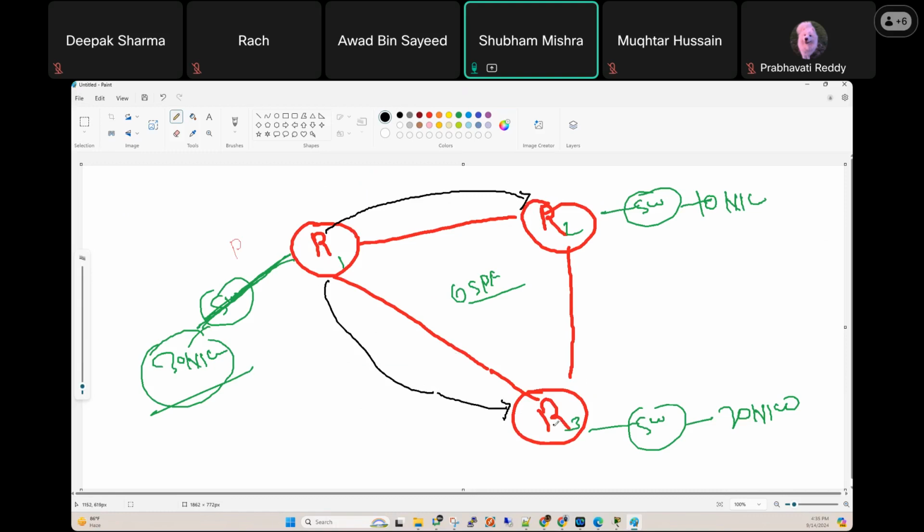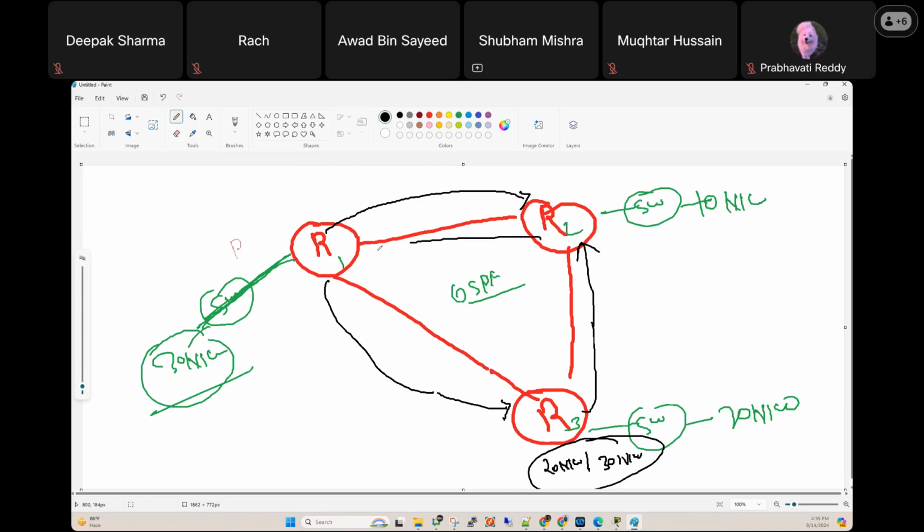What will R3 do? How much information does R3 have? R3 has the 20 network information, and R3 also receives the 30 network information from R1. So R3 will share both network information with R2, and R2 shares the complete network information with R1. Now tell me one thing. Now R1 has information about the 10 network, 20 network, 30 network. R2 has complete information about 10, 20, 30. This is fine or not?